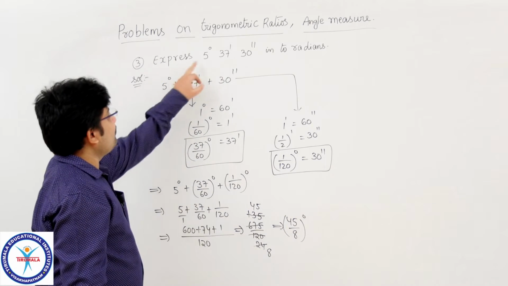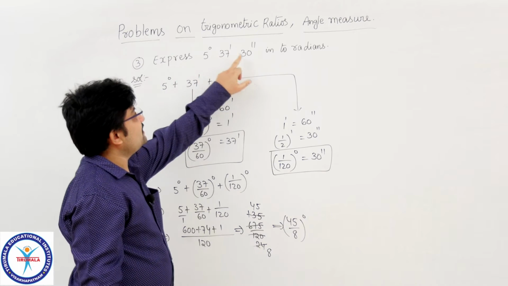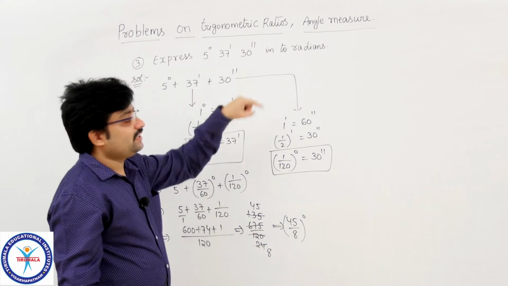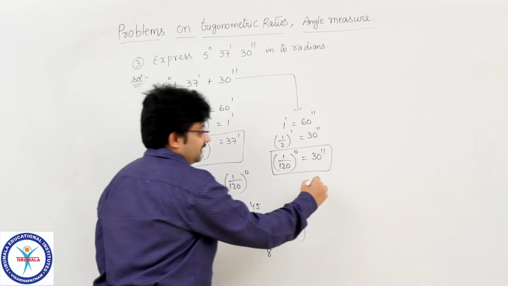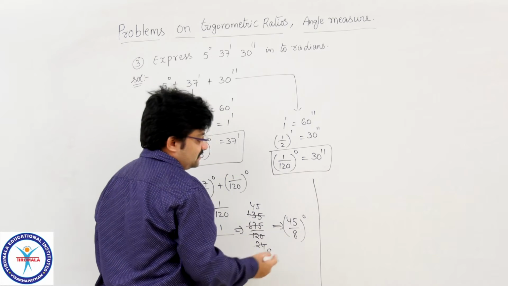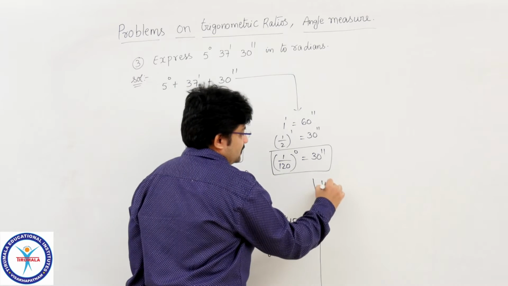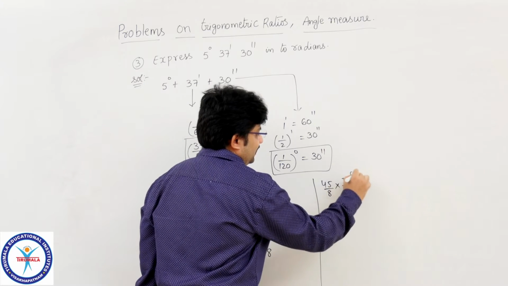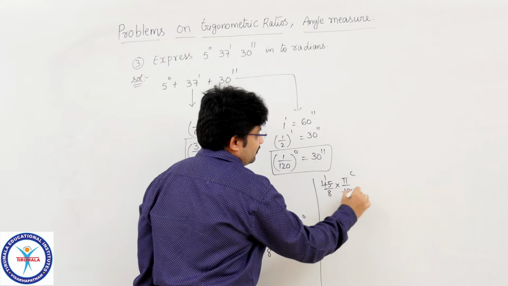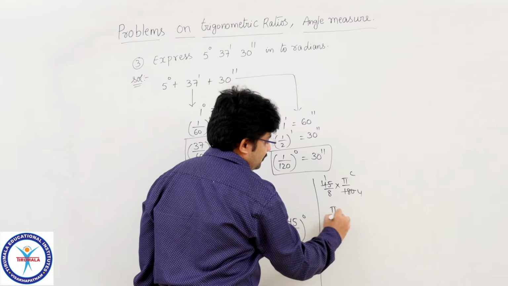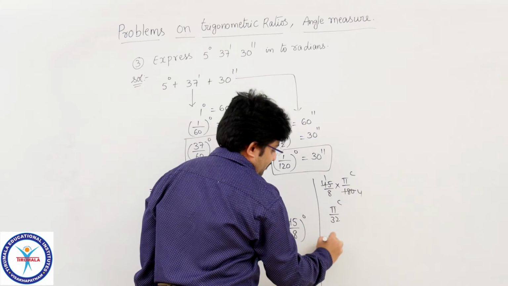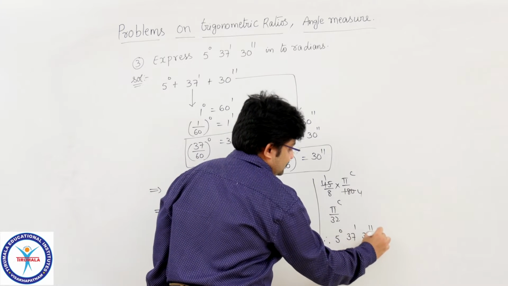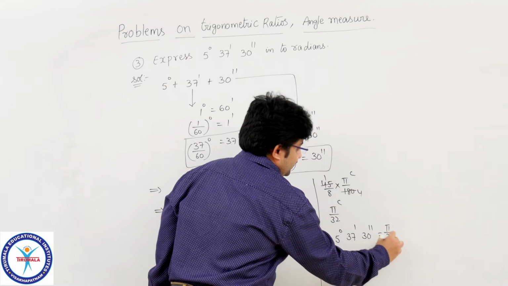Then 5 degrees, 37 minutes, 30 seconds is nothing but 45 by 8 degrees. Now we have to convert it into radians. To convert degrees into radians, we multiply by pi by 180, that is 45 by 8 into pi by 180 radians, which gives pi by 32 radians. Therefore, 5 degrees, 37 minutes, 30 seconds is equal to pi by 32 radians.